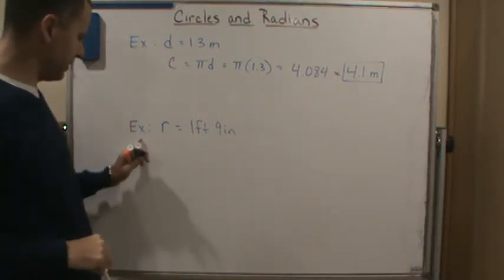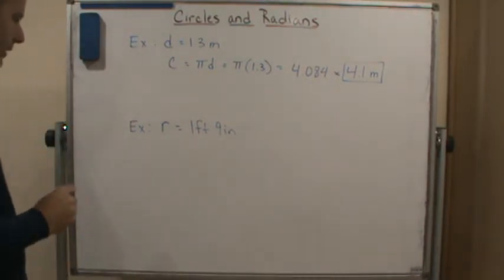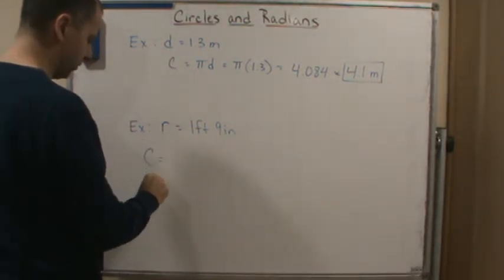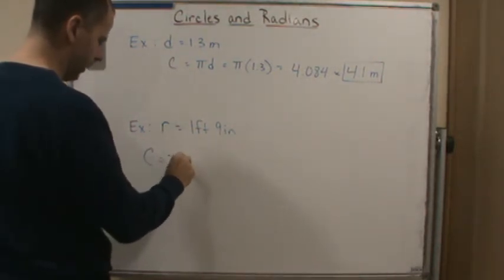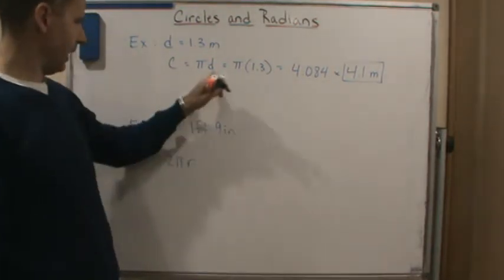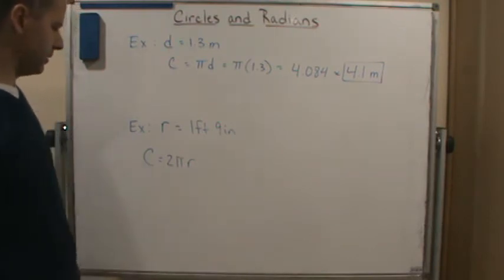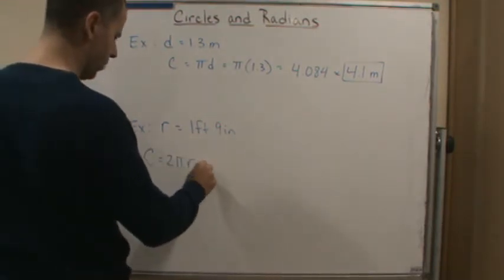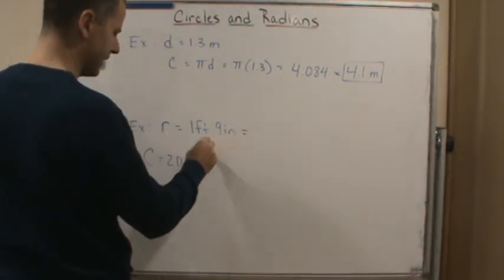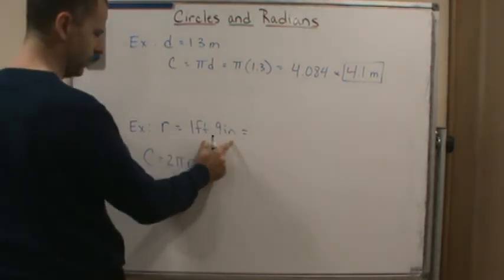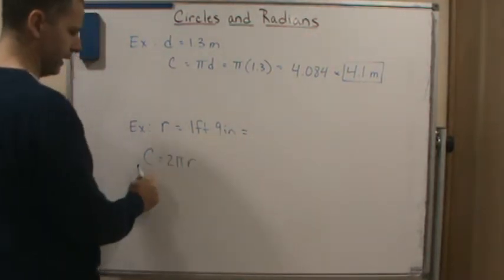Now, what about this example here? Here we're given the radius, so the formula that I'm going to use is C equals 2 pi r, since the diameter is twice the radius, and since they give me the radius. Now, I can't stick this in here the way it is. I've got to change this into feet.